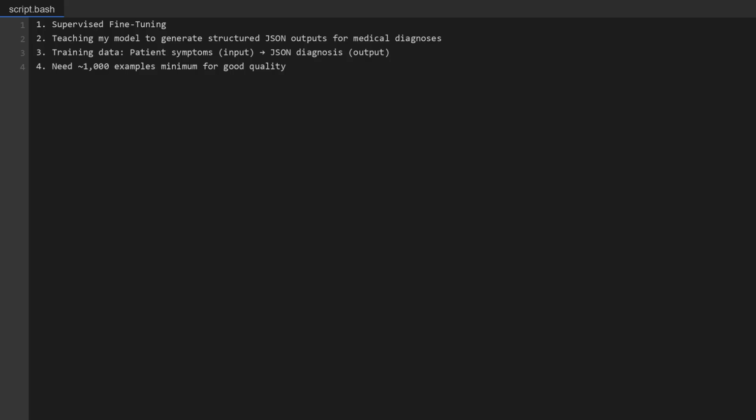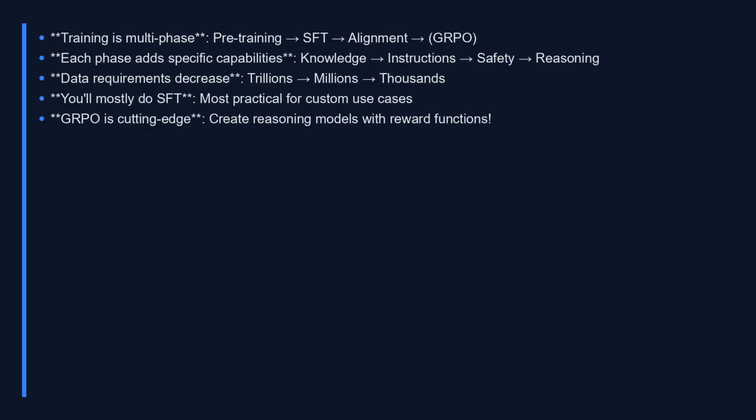Key takeaways. 5 things to carry forward. Training is multi-phase. Pre-training, then SFT, then alignment, then optionally GRPO. Each phase adds a distinct capability. Knowledge, then instruction following, then safety and preference. Data requirements shrink at every stage from trillions of tokens down to thousands of examples.